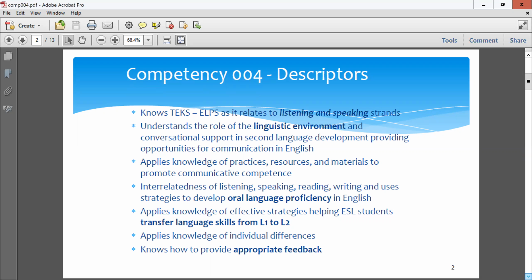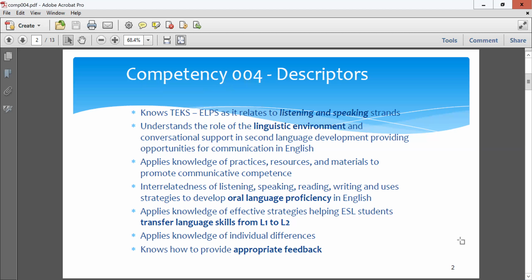Understands the interrelatedness of listening, speaking, reading, and writing, and uses strategies to help develop oral language proficiency, and then applies the knowledge of those skills to help students transfer from their native language, or their L1, first language, to the second language, which in this case is English. Then applying knowledge about individual differences for students and how to provide appropriate feedback.